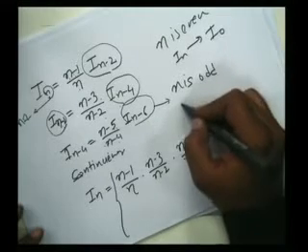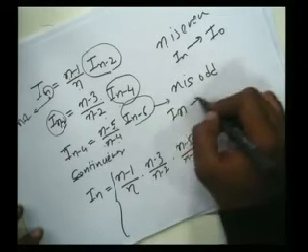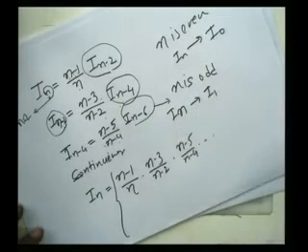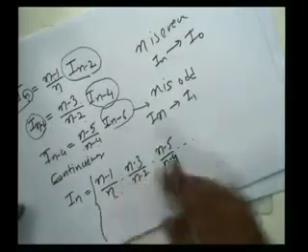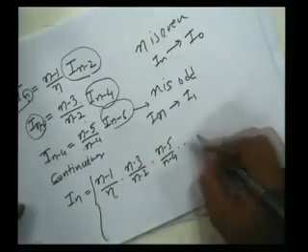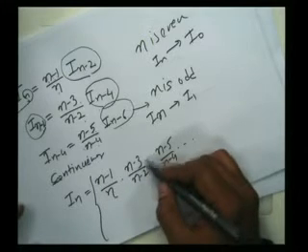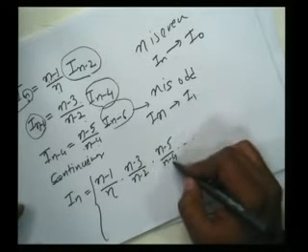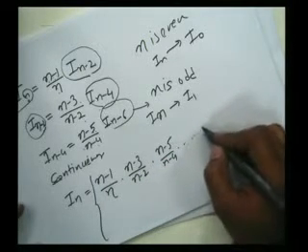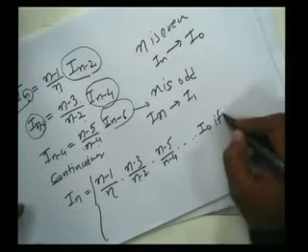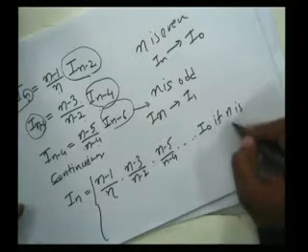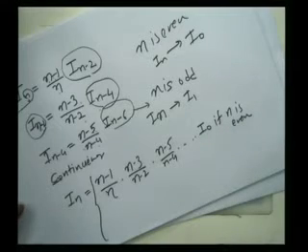If n is odd, then this I_n is reduced to I1. That's why we have two cases for this I_n: equal to (n minus 1) upon n, (n minus 3) upon (n minus 2), (n minus 5) upon (n minus 4). The last term is I0 if n is even.